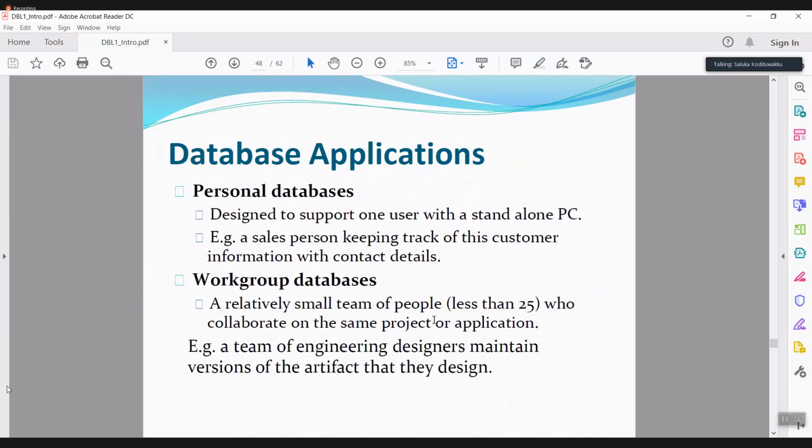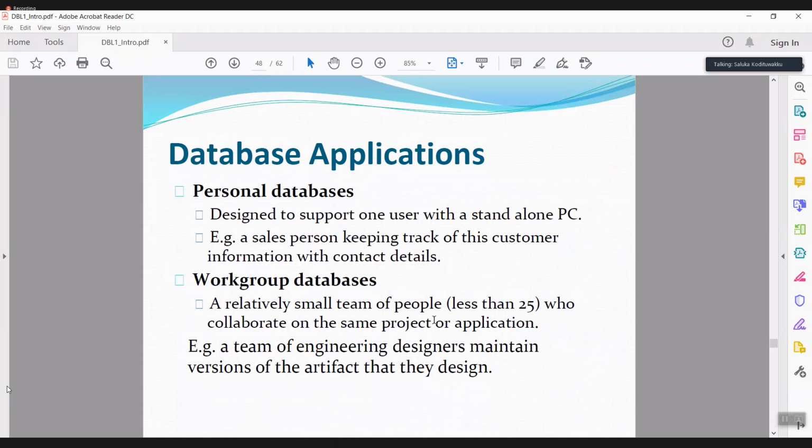When we talk about the personal database, in general these personal databases are created targeting a single end user. In other words, some people may want to create a database for their personal usage, and nobody else is authorized to access this database. Only one person is accessing it. For example, a salesperson wants to keep track of customer information with contact details. That doesn't mean the customers are accessing it. Only the salesperson accesses this one.